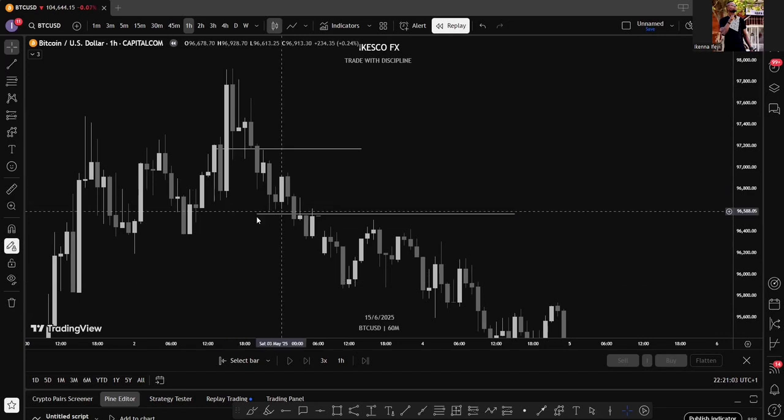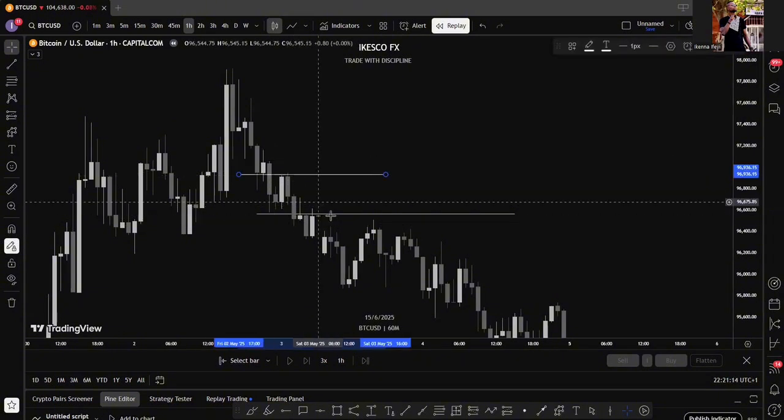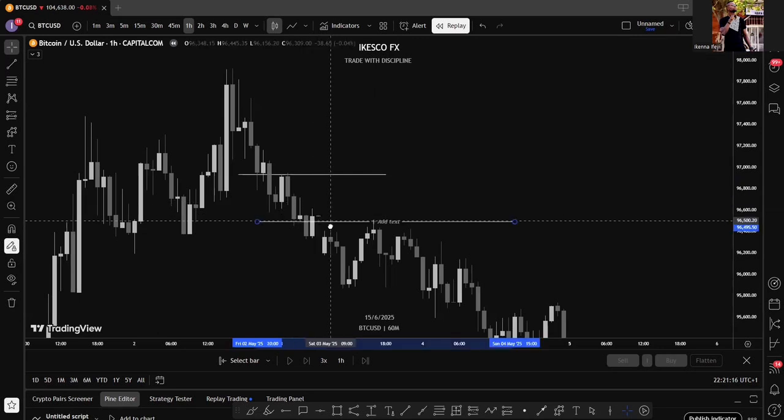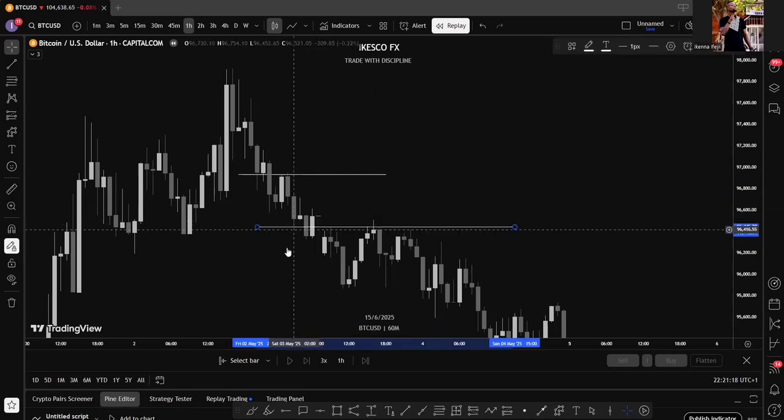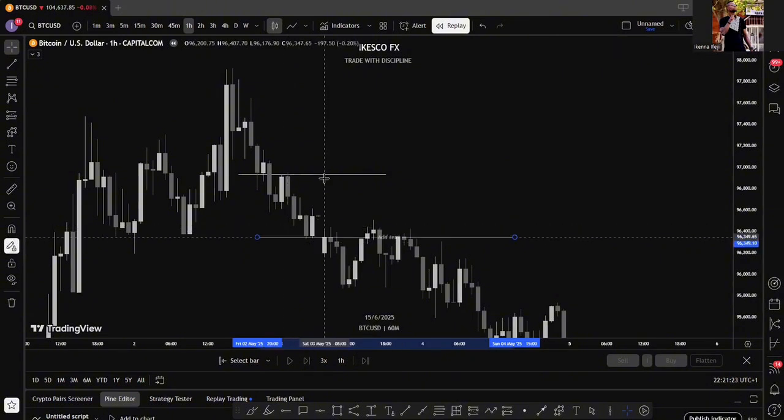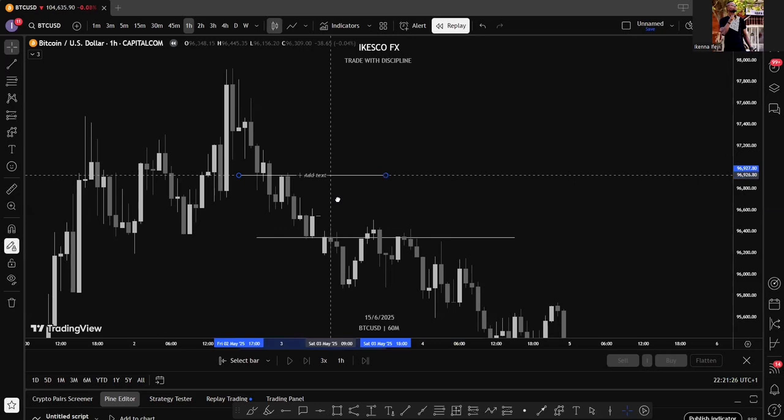Remember, this is the low, not this one. Look at what the market did. The market came down and took out this low. Now we have our new high here, and this is our new low. This is our new high. The market came down again and took out this low. This is now our new low. This is now our new high.